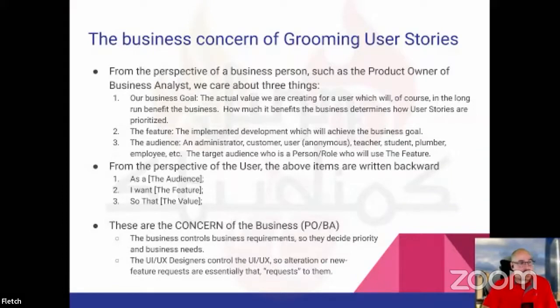Okay, so the business concern, this is one of the concerns of grooming user stories. From the perspective of a business, like I was saying, they have those three parts, and it's backwards compared to that slide before. They have the business goal, the value that they're going to be creating. And that's the "so that" portion. And then you have the feature. That's the thing that you're actually going to be implementing: the shopping cart, the checkout system, the page that you can view your orders. And then you have your audience.